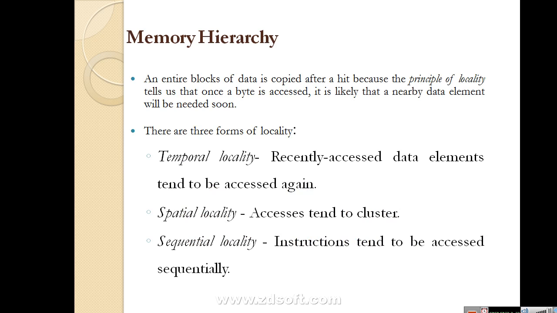An entire block of data is copied after a hit because the principle of locality tells us that once a byte is accessed, it is likely that a nearby data element will be needed soon. There are three forms of locality. Temporal locality, recently accessed data elements tend to be accessed again. Spatial locality, access tends to cluster. Sequential locality, instructions tend to be accessed sequentially.